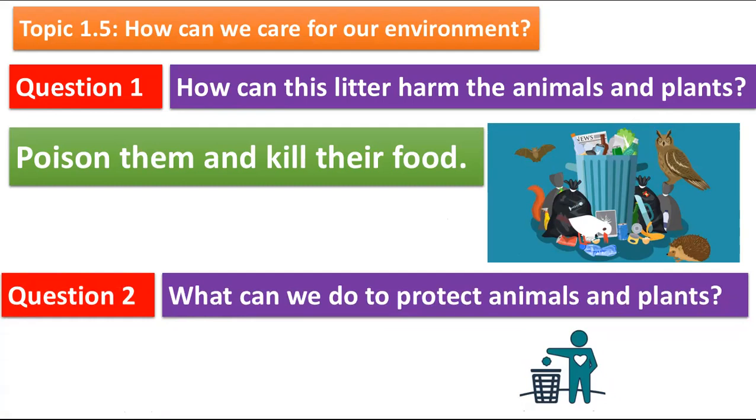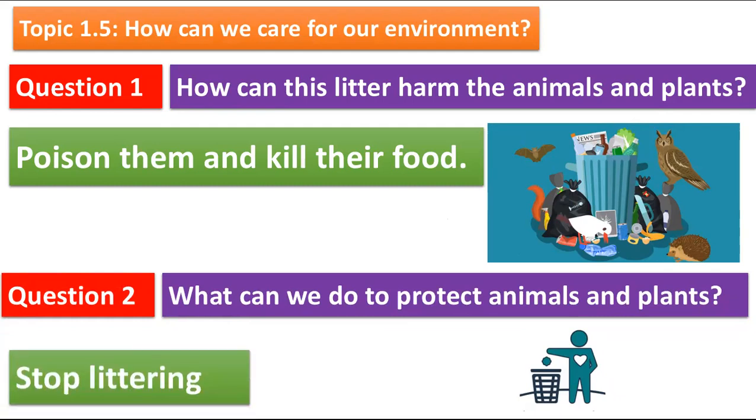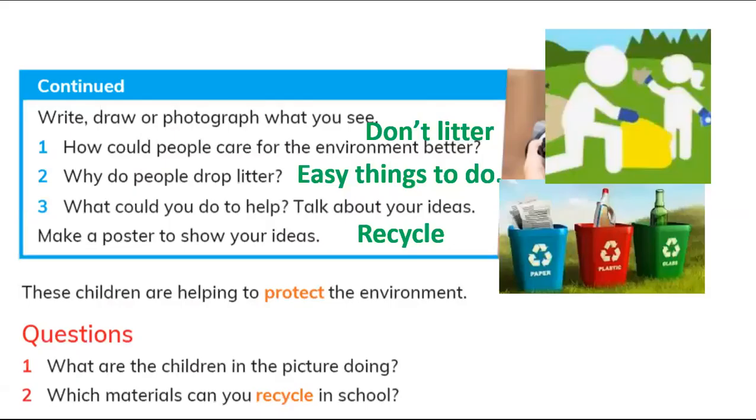Question two is, what can we do to protect animals and plants? How can we save the animals and plants? Simple, just stop littering. Whenever you see litter around you, pick it up and put it in the bin. The next thing we did in the activity, you have to draw or photograph what you see. One, how could people care for the environment better? Simple, don't litter. Just use the bin.